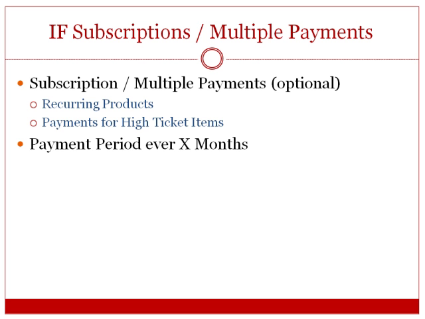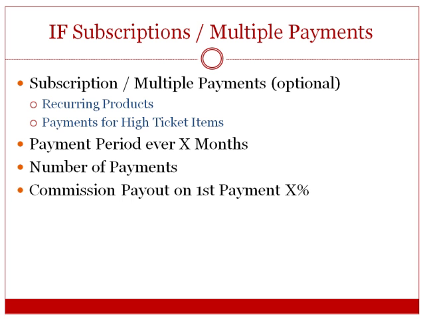Then you're going to need to know the payment period for X amount of months. So let's say, for example, your membership site was 6 months. So if it's 6 months, the number of payments in those 6 months, and then of course how much your affiliate gets on that first payment.